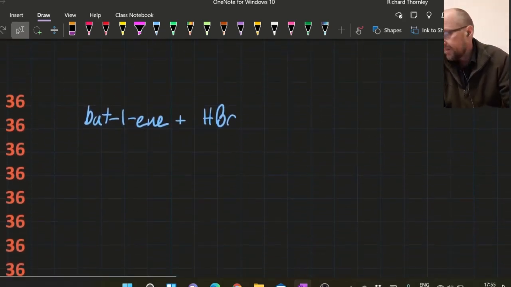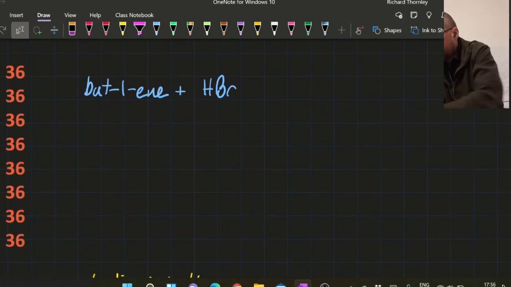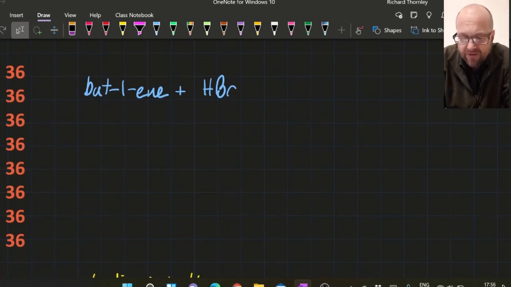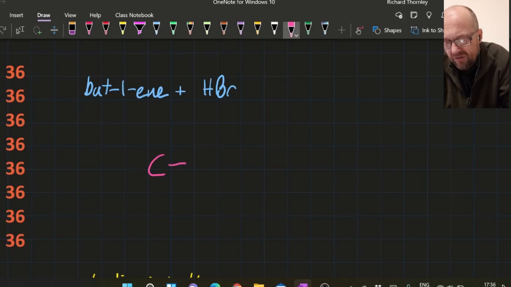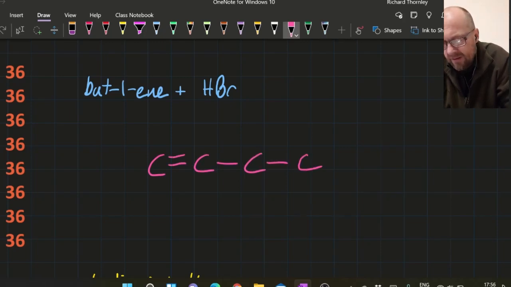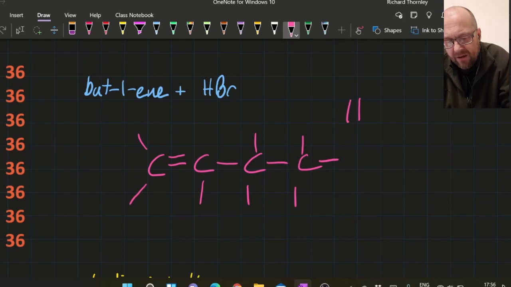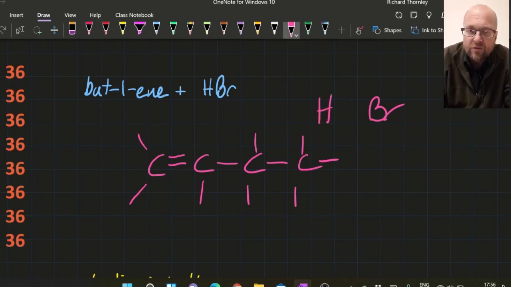36, butene. What's the major product? So this is a Markovnikov. I think hydrogen likes to go with its brothers. So I've got butene. I won't draw in all the hydrogens, I'll just put lines. That will cost you a point in the real IB. And I've got HBr. So like all addition reactions, this will split in half, and one thing goes on one side of the double bond, the other on the other side.